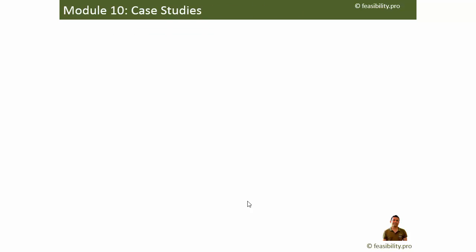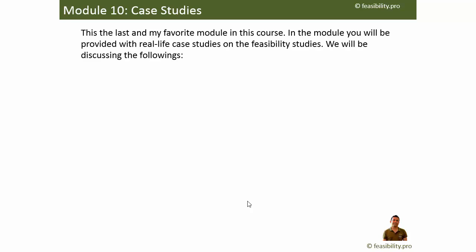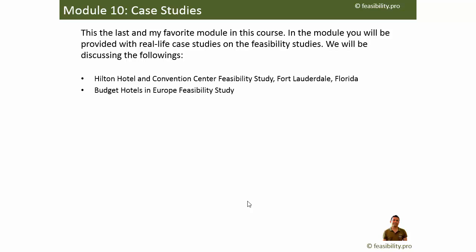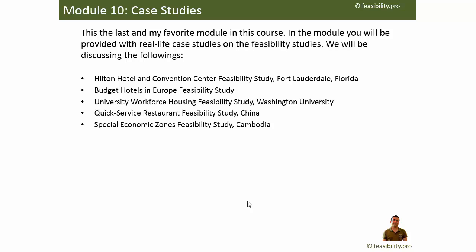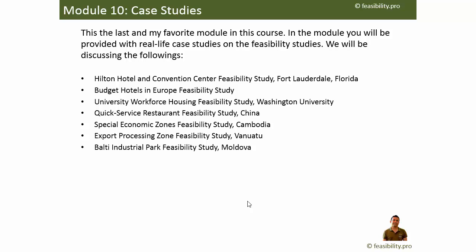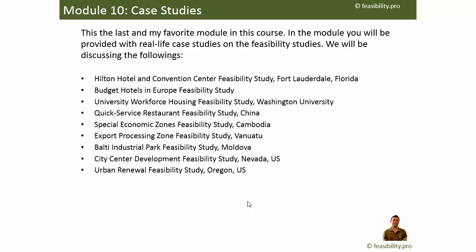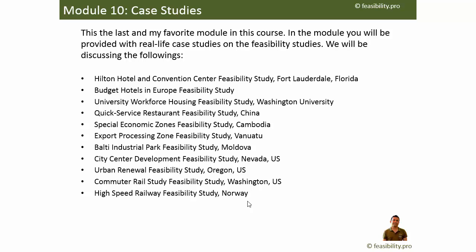Module 10 is the case studies, which is the most interesting part of this course. This is the last and my favorite module in this course. In this module, you will be provided with real-life case studies on feasibility studies. We will be discussing the following: Hilton Hotel and Convention Center feasibility study in Florida, Budget Hotel in Euro feasibility study, University Workforce Housing feasibility study, Quick Service Restaurant feasibility study, Special Economic Zones feasibility study, Export Processing Zone feasibility, Bulk Industrial Park feasibility, City Center Development feasibility, Urban Renewal feasibility study, Commuter Rail feasibility study, High Speed Railway feasibility study in Norway, Public Mass Transit Service feasibility study.